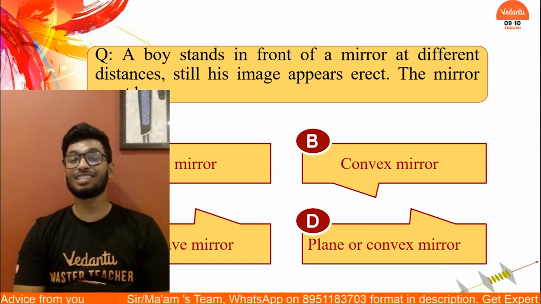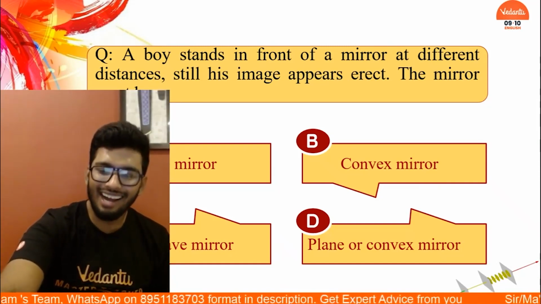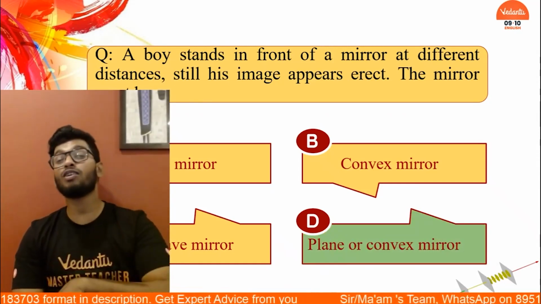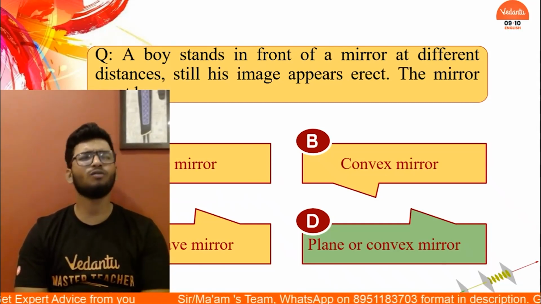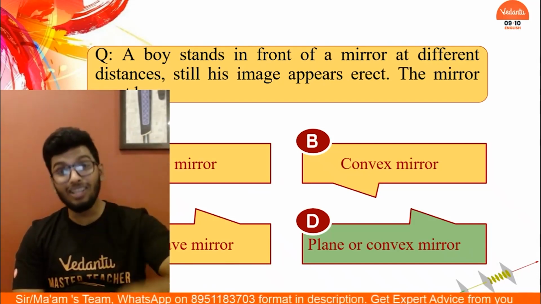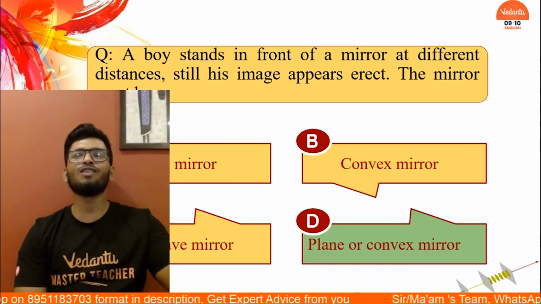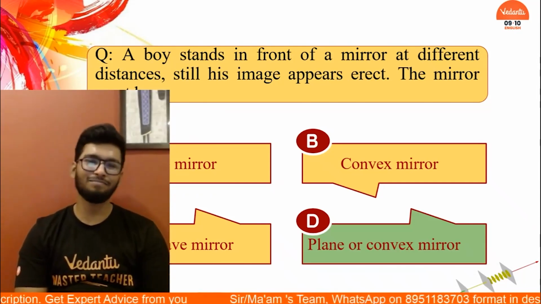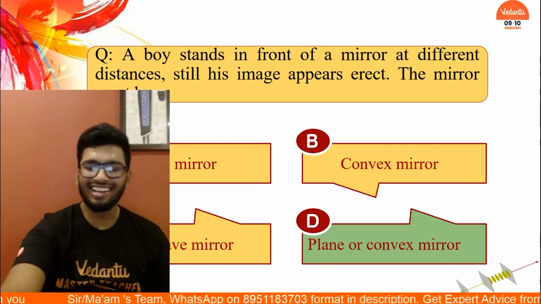The answer to this question is option number D, because it can be either plane or it can be convex. Let me tell you why. Because a plane mirror always forms an erect image. We know that. Done and dusted. We just learned that even a convex mirror always forms an erect image, because in a convex mirror also the image is always virtual and diminished. And hence option number D. Simple. Khel khatam, dukaan band. Alright, let's go on to the next one, guys.